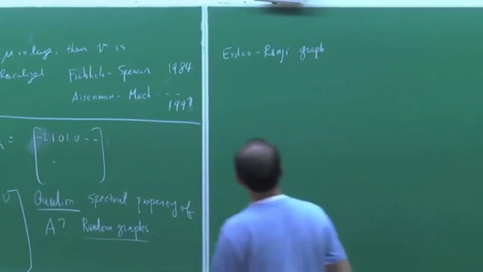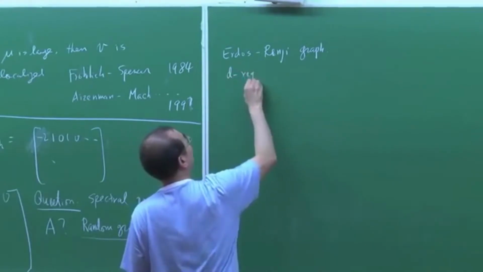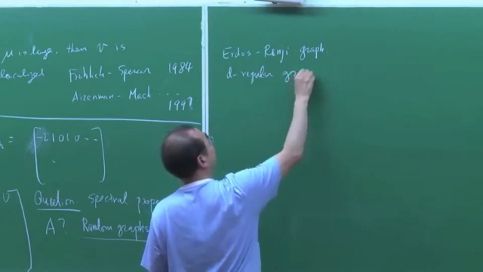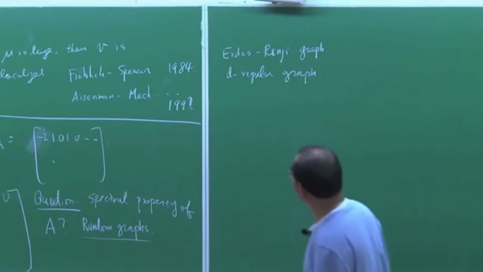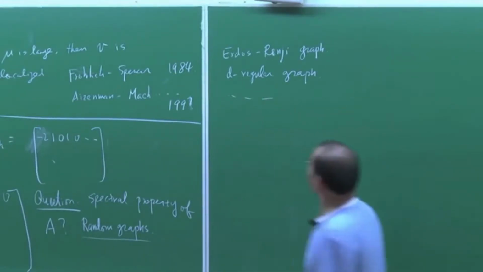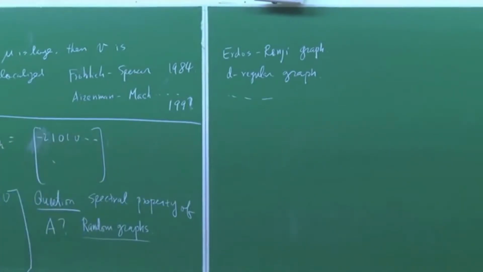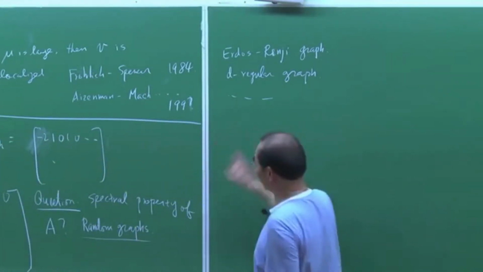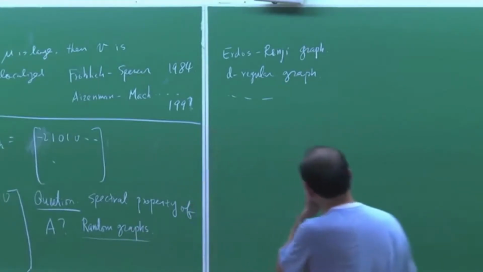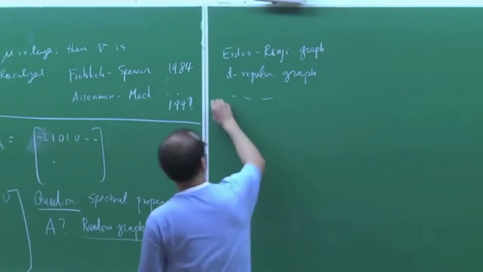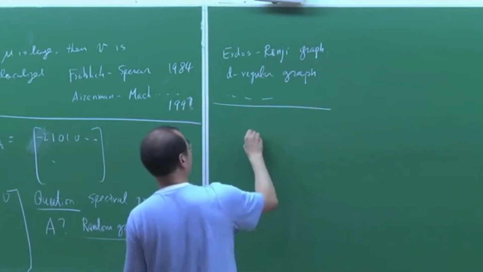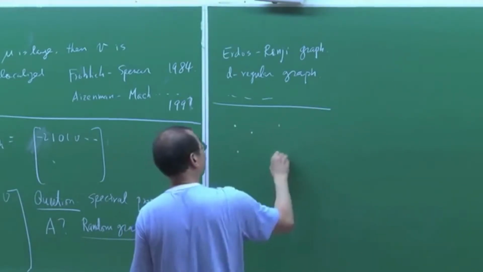So, and the other one is a D-regular graph. And then there are also other classes of graphs. And if you remember the lecture given by Jin Fanglong, it's actually also about a random graph. So now, for example, the D-regular graph. This is a D-regular graph.